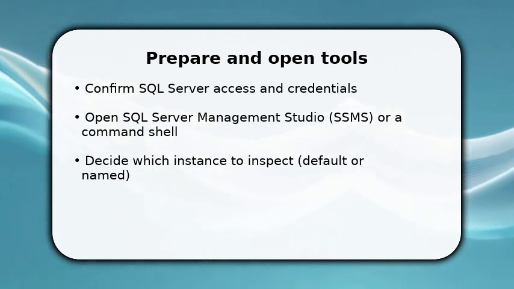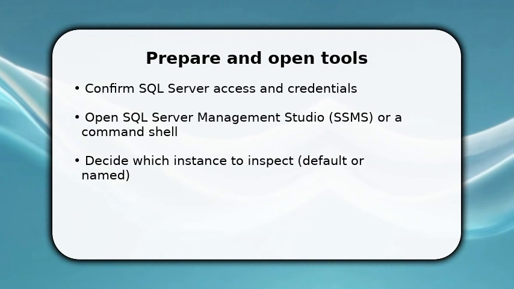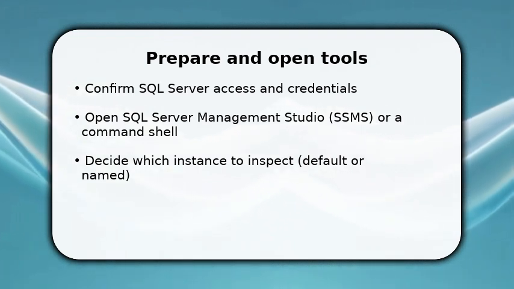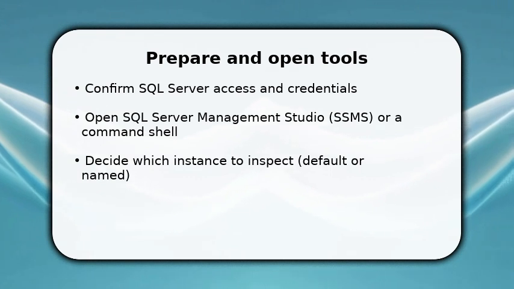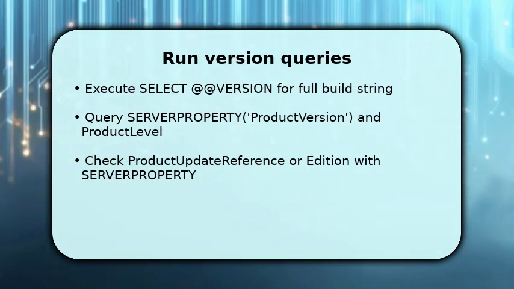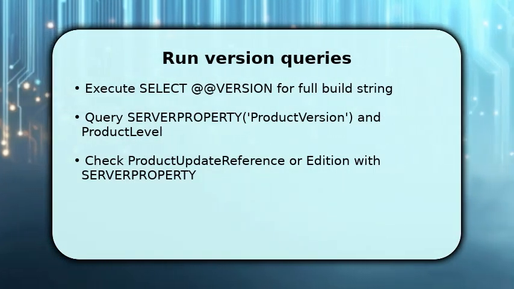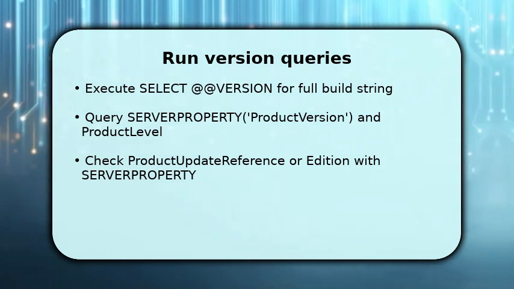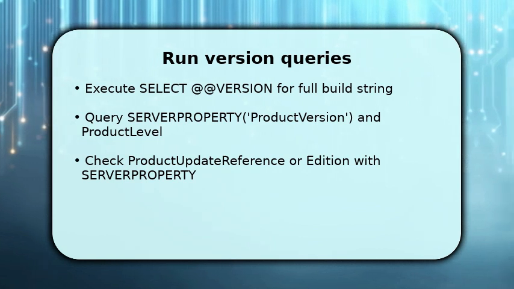If you are using a remote machine, verify network access and that the SQL Browser or port 1433 is reachable before proceeding. You will run targeted queries to get precise version data. In a new query window type, SELECT @@VERSION for a human-readable build string. This shows edition and OS details.